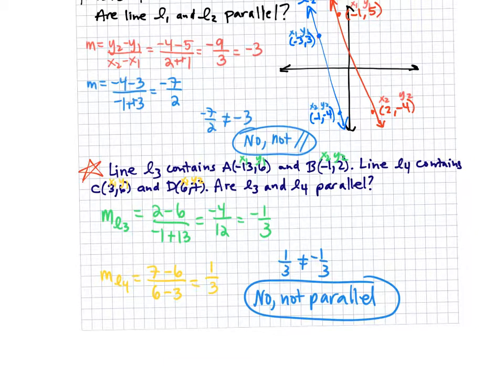Okay, so hopefully you got that these two lines are not parallel, right? One of them is -1/3, and the other is +1/3. So no, those are not equal.